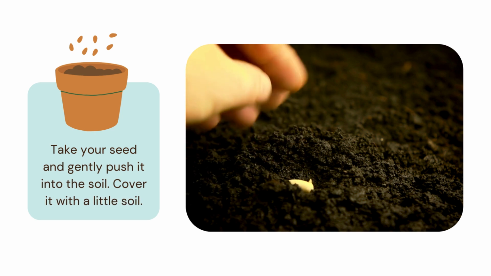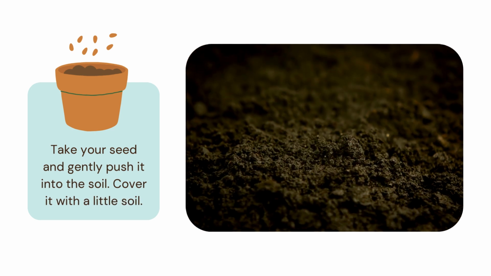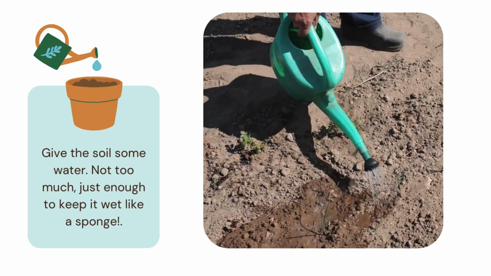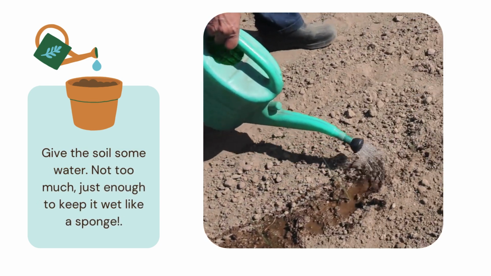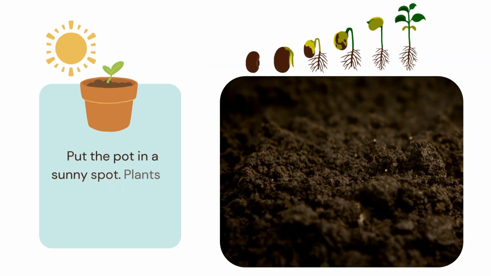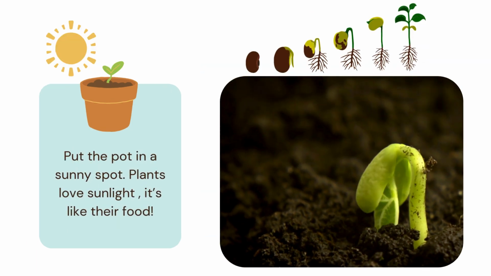Now take a pot, put soil in it and take a seed and push it into the soil. Give the soil some water, not too much. Put the pot in a sunny spot. Plants love sunlight. It's like their food.